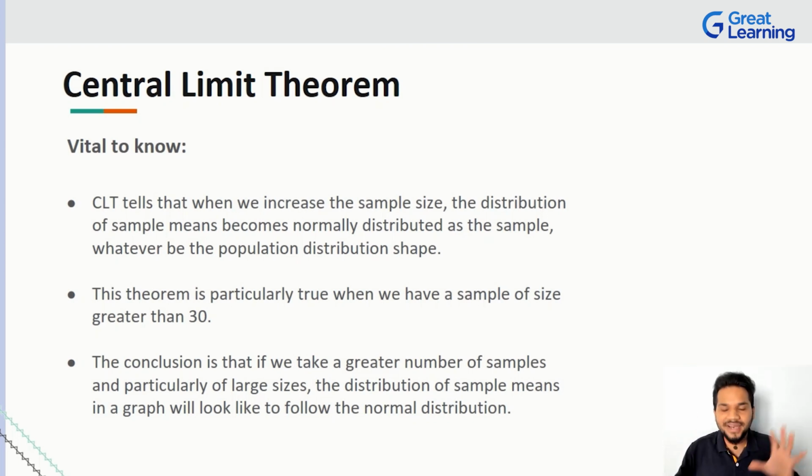So why the central limit theorem is even in discussion is that this theorem appears to be true. It is particularly true for cases where we have a sample size greater than 30. The overall conclusion is that if you have a greater number of samples, particularly of large sizes, the distribution is, I'm not going to say 100% normal, but it's going to follow very, very closely what the normal distribution curve looks like.